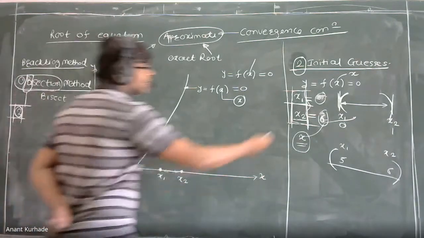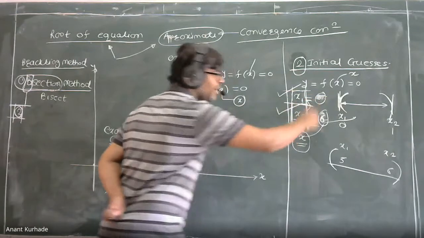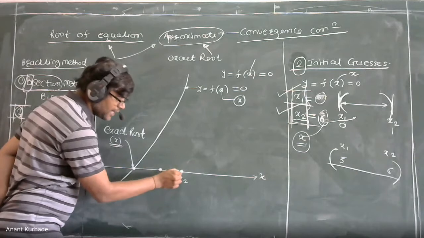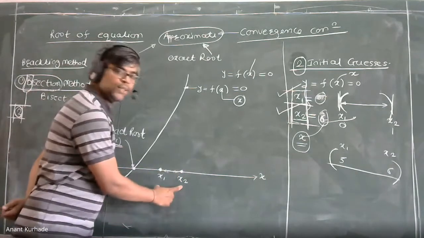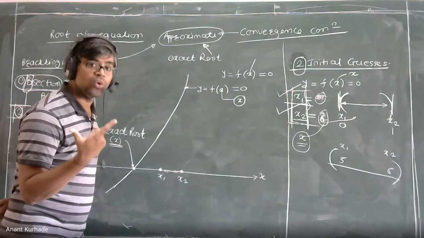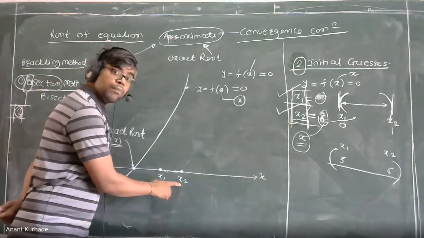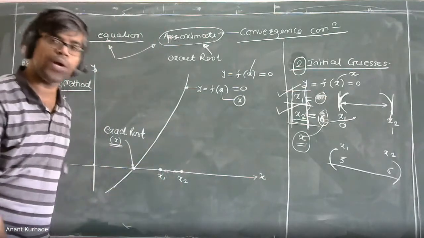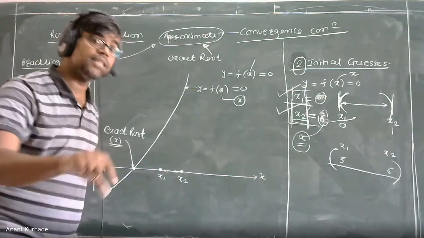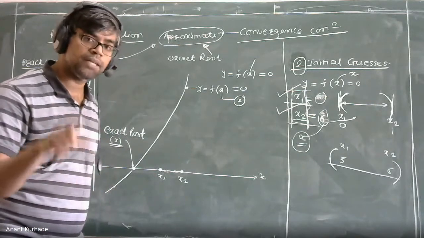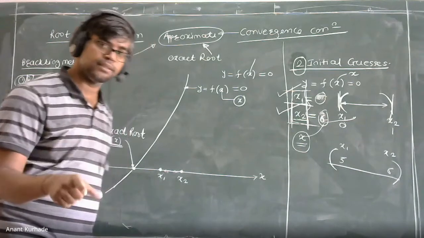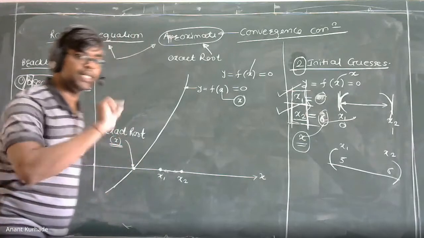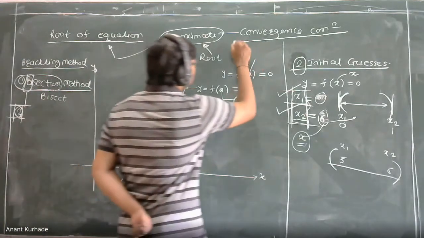Now just plot these two values, x1 and x2, on this graph. This is x1, this is x2. These two values are assumed by me or by you, so we don't know whether they are correct or wrong. But if those values are given in the problem statement, let's take x1 equal to 0.5, x2 equal to 1, then you can say these two values are correct. But you have to show that these values are correct by applying one condition, and that condition is called the convergence condition.